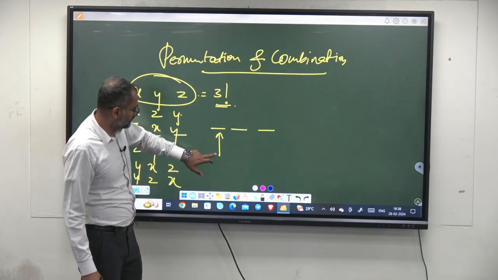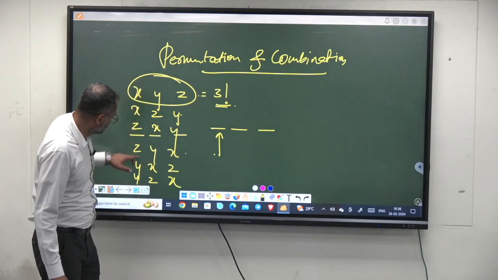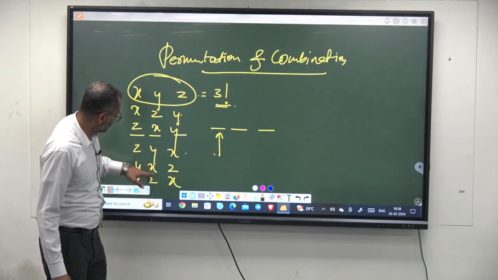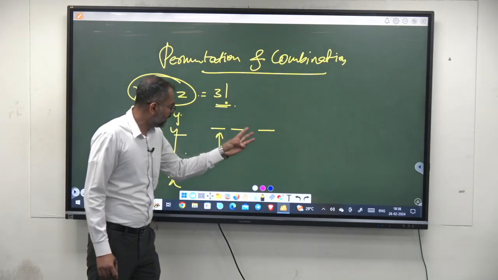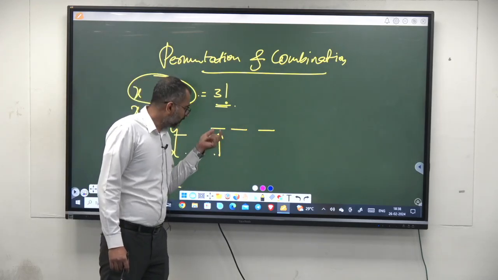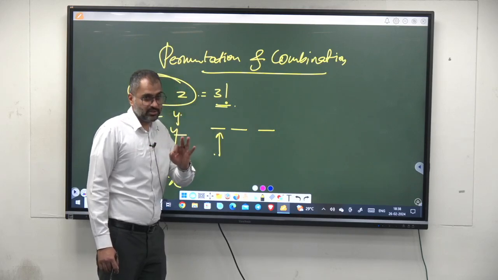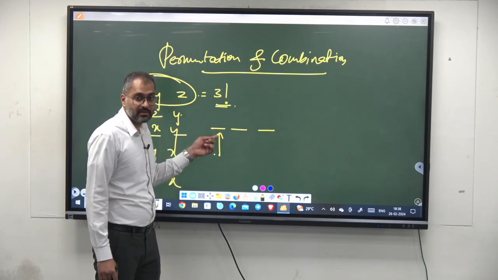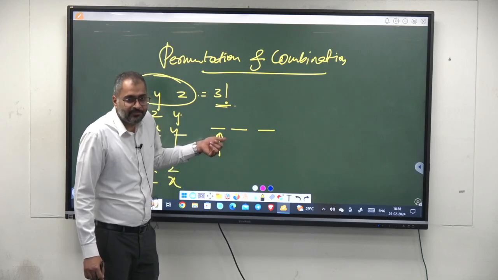For this position, now look here. This is the first position. This is the second position. This is the third position. That's why I made 3 positions here. When I'm filling this position, I have 3 choices. I could put X here, or Y here, or Z.